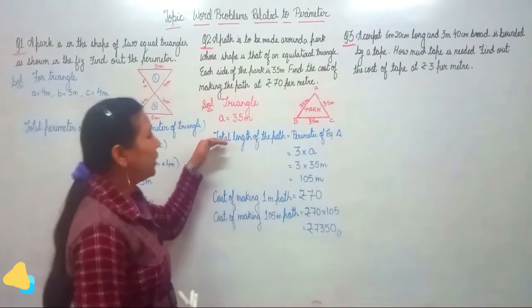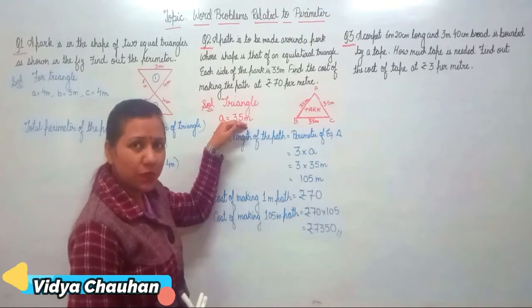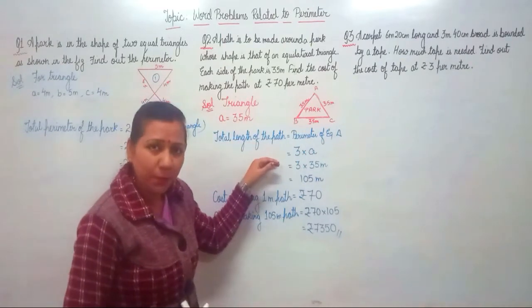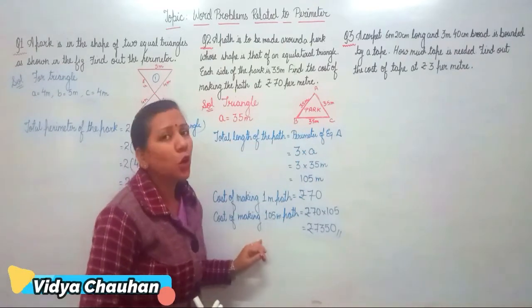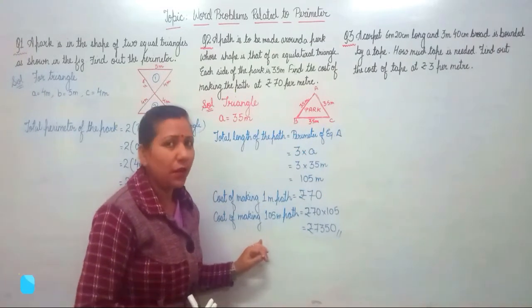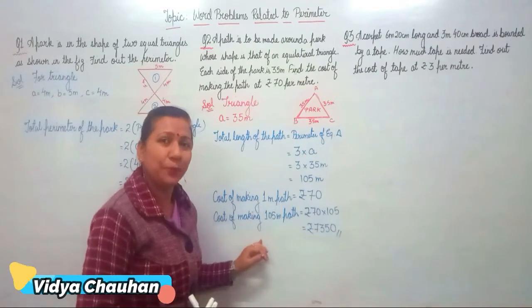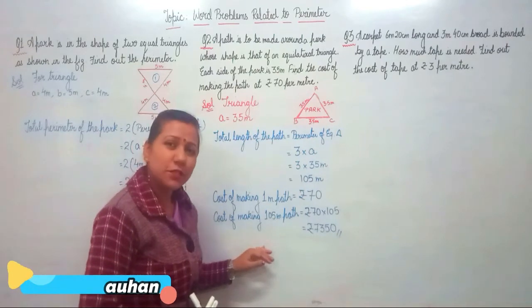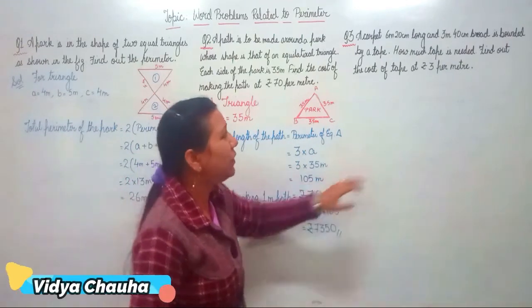Clear students? So here in this question, very first the side was given. We have calculated its perimeter and then calculated the cost of making the path around the triangular park. I hope this second solution is also clear to all of you. Coming to the third question.